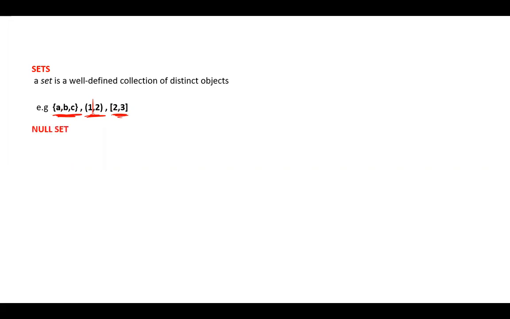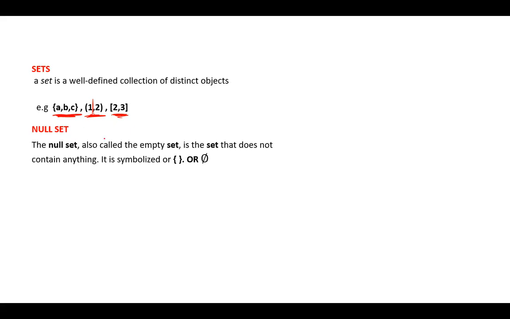The other thing that we need to understand is a null set. What is a null set? A null set is simply a set that has no elements. In other words, it's an empty set. A null set is sometimes represented in roster form as this one, and another format in which you can present a null set is this one.